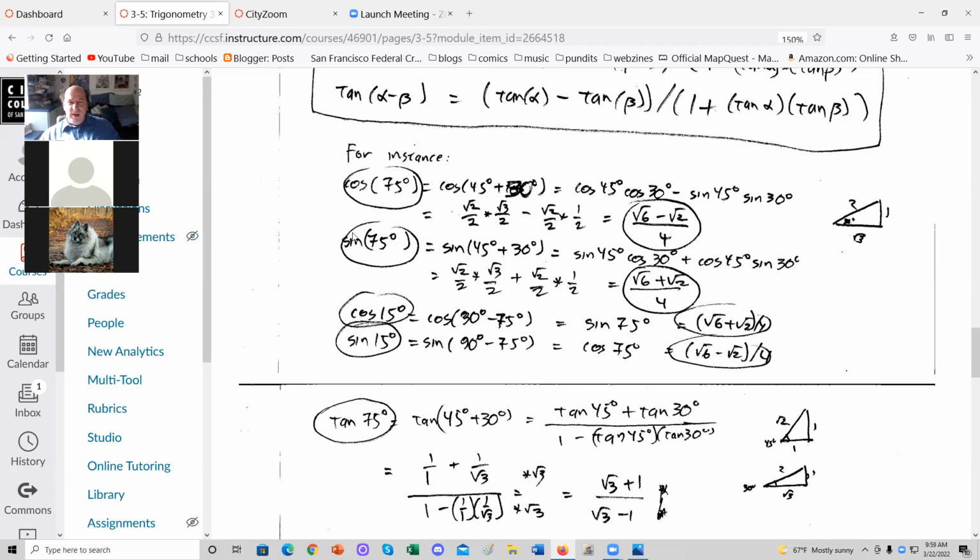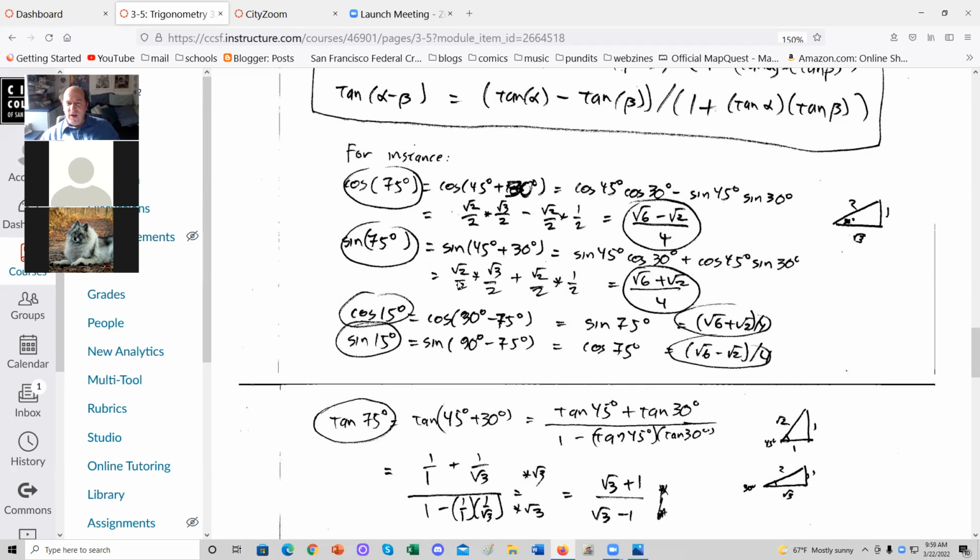Sine of 75 degrees. 75 is 45 plus 30, so use the sine addition formula: sine cosine plus cosine sine. Sine 45 cos 30 plus cos 45 sine 30.